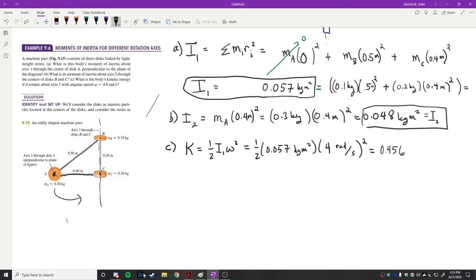Now let's look at the units of this, but do you guys agree? 0.456? It's the axis through A, Daniel. Axis 1, so that's this one right here. So it's the axis that's going through A, or through the page. I'll let you keep typing.